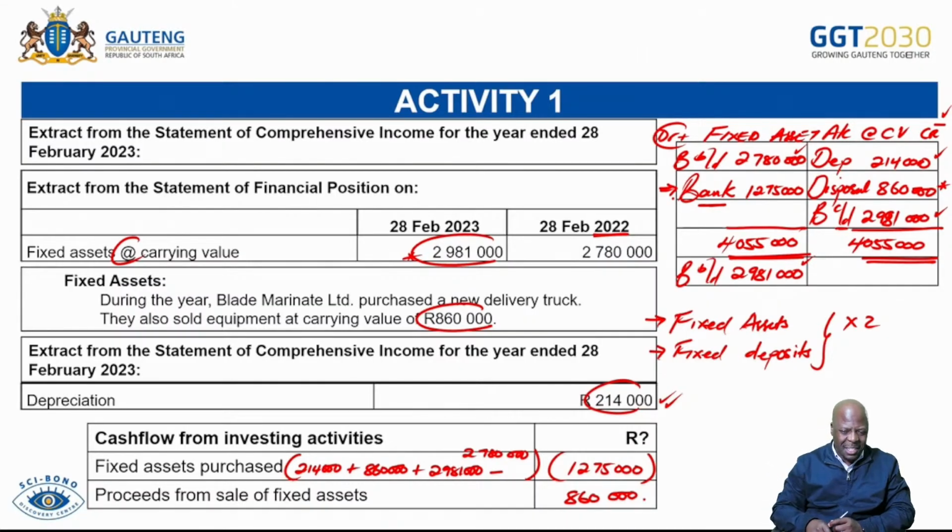It's very important, dear learners, that you know how to do this T account. I know others use the 5-finger method, where you draw an extract of your note number 3, where you have your carrying value at the beginning, you have your additions, you have your depreciation, you have your disposal carrying value, then you have your carrying value at the end.